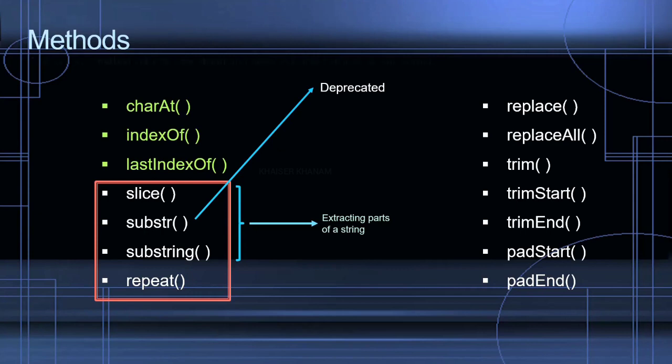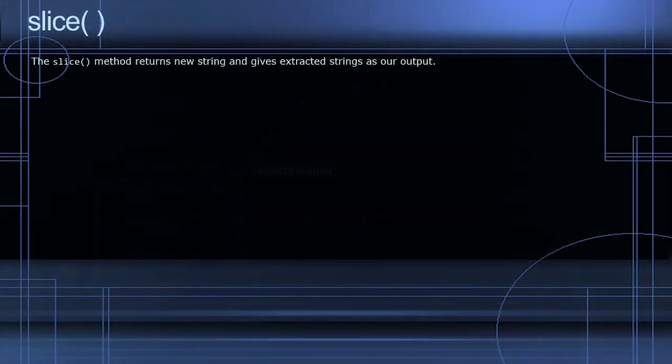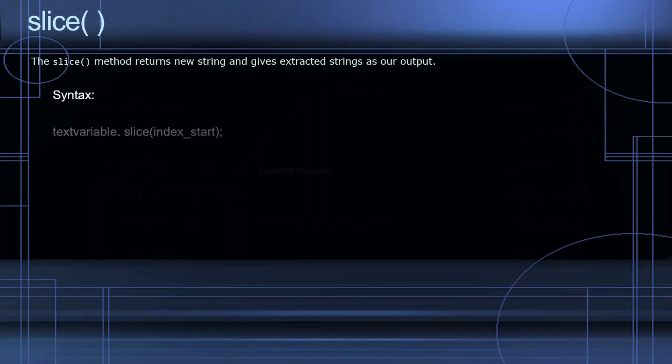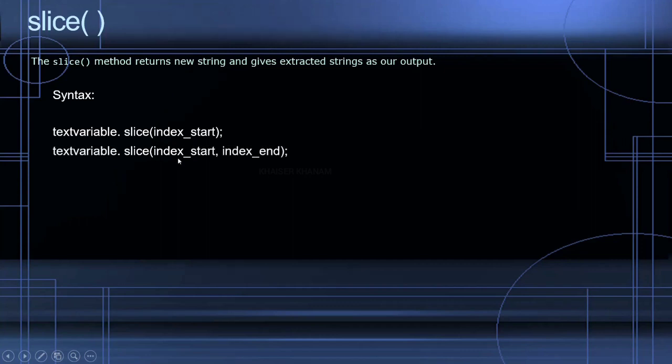Now let us start with the slice method. The slice method will return a new string and give the extracted string as our output. Now I will just show you the syntax. Once we see this practically, you will have a clear idea on this slice method. This is the text variable, which contains our string, dot slice. Inside this, we just have to pass the index position. And in the second syntax, we also give the index end: the index start is from where I want to extract, and the index end is till where I have to extract.